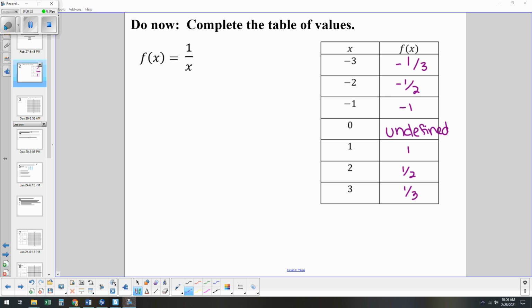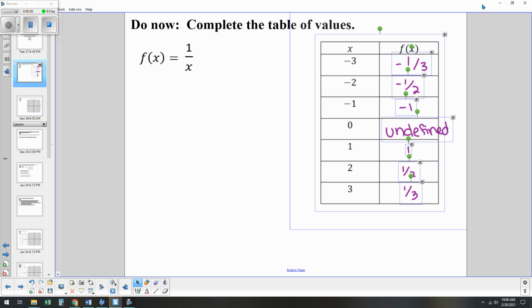Okay, so if we look at our table of values here, we have -1/3, -1/2, -1. If I try to put 0 on the bottom here, I'm actually going to get an undefined expression. So I cannot plug in 0. It's going to be undefined. Then I get 1, 1/2, and 1/3. Just a heads up for this lesson, we are going to have to get familiar with fractions. We're going to have to get used to them.